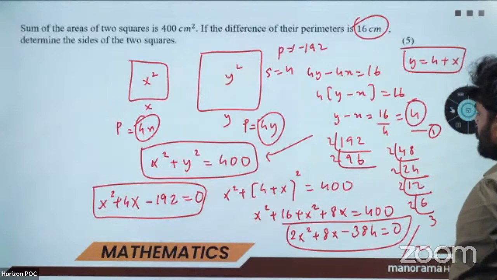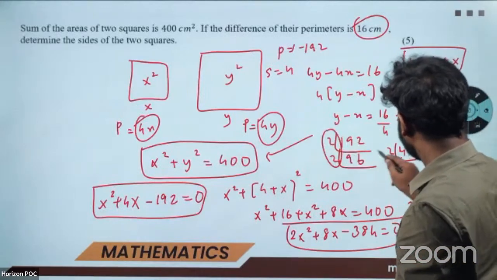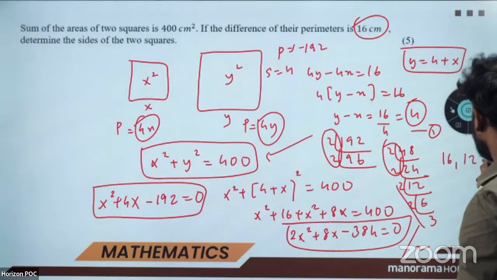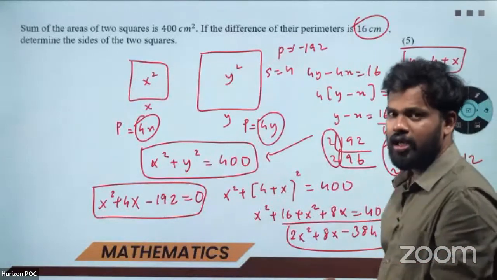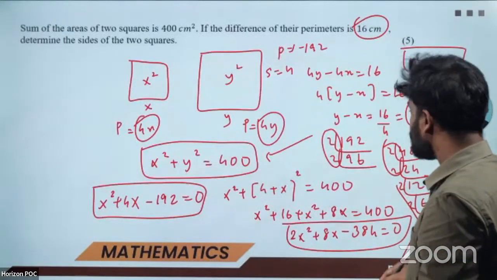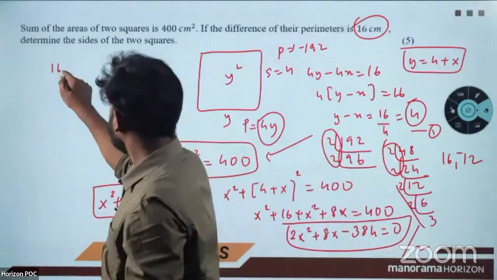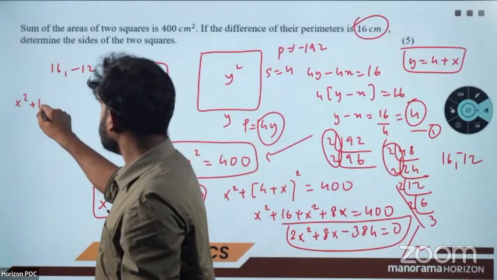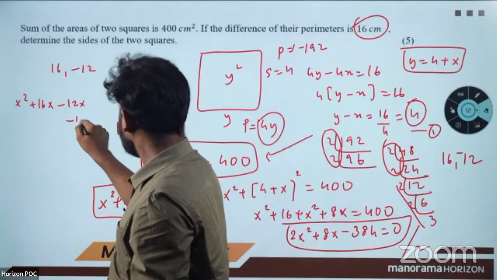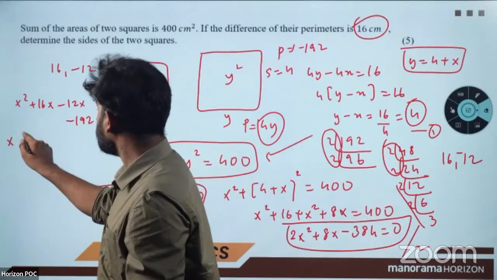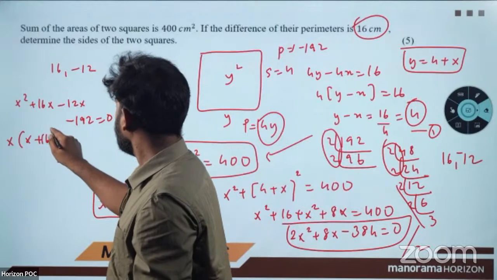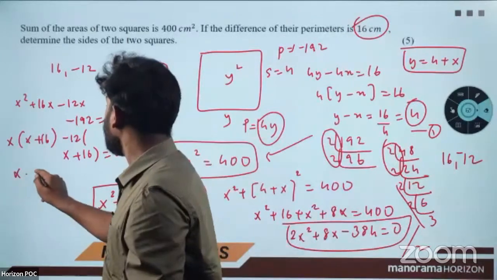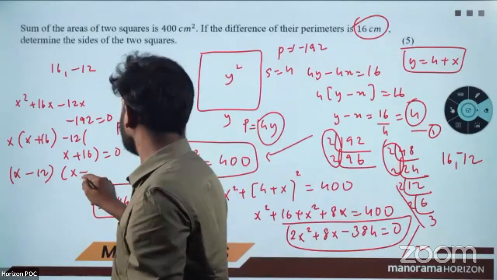So I need the sum of 4, right? When I need a sum of 4, I take 2 to 4, then 16. So I took 16 and then I have this much, 12. 16 and 12, when I add together, I will not get 4. But 16 and minus 12, I get product minus 192 and sum 4. So I can write it as x square plus 16x minus 12x minus 192 equal to 0, or x into x plus 16 minus 12 into x plus 16 is equal to 0, or you get x minus 12 into x plus 16 equal to 0.